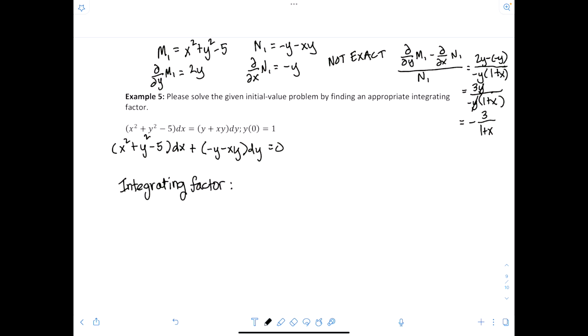Our integrating factor will be e raised to the integral of negative 3 over 1 plus x with respect to x. And that is equal to e raised to the natural log, and we've got negative 3 going along for the ride, of 1 plus x.